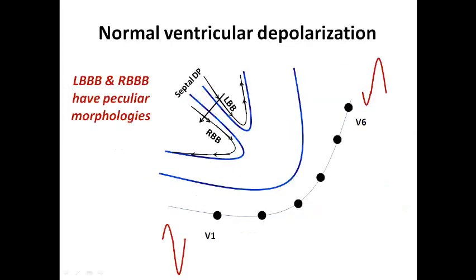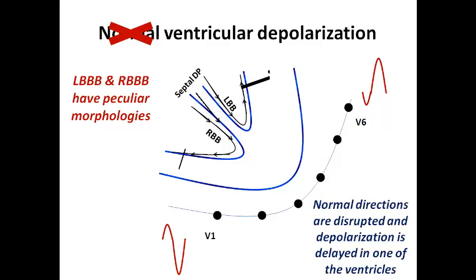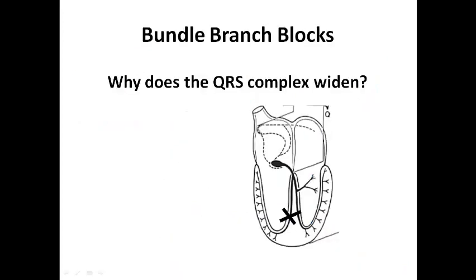And when we say this, we need to know why. This is the normal ventricular depolarization that we discussed before. But in the case of left bundle and right bundle branch block, it is not normal. The direction of septal depolarization may be reversed, like in left bundle branch block. And the direction of left ventricular and right ventricular depolarization may also change due to block of one of these bundle branches. Disruption of the normal direction will lead to a change in complex morphology, and that's why left bundle branch block and right bundle branch block have peculiar QRS morphology on the surface ECG. So this is regarding complex morphology. But why does the complex widen in bundle branch block?